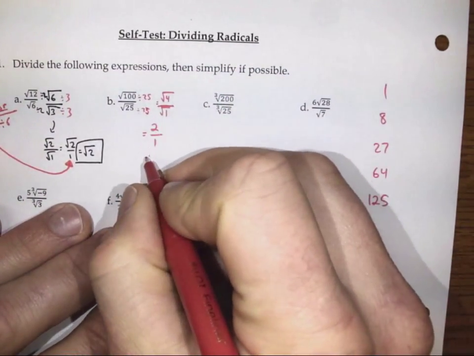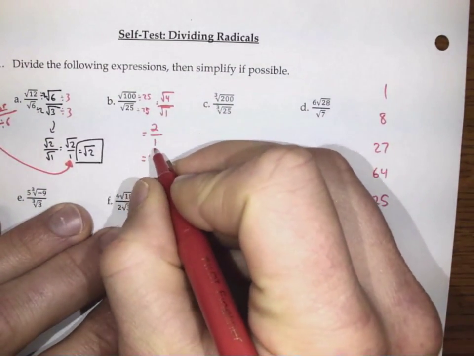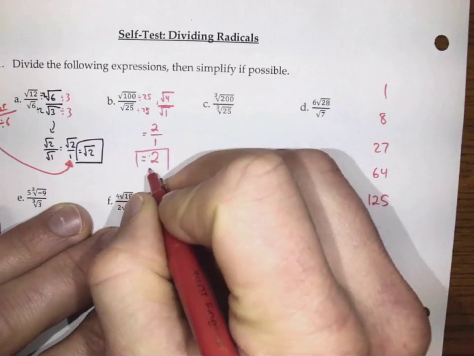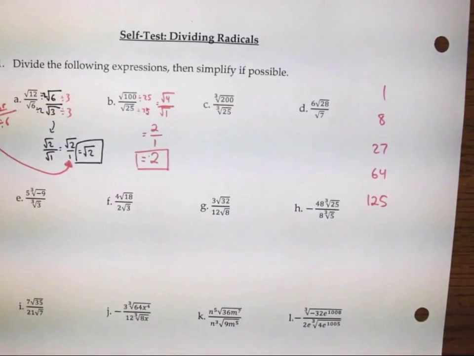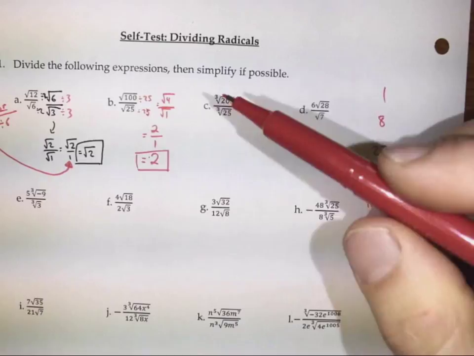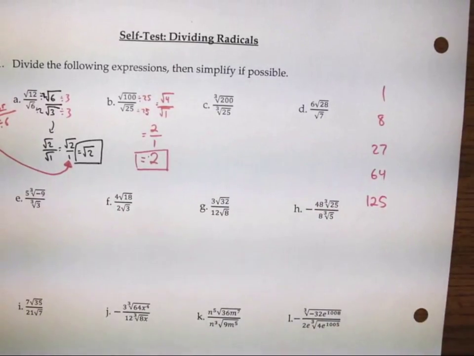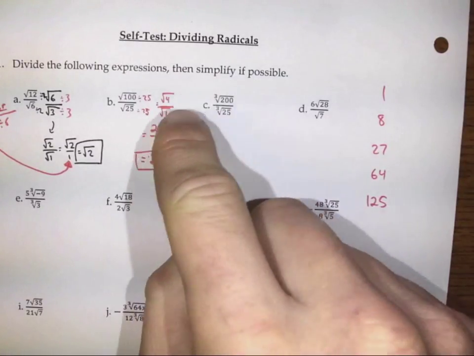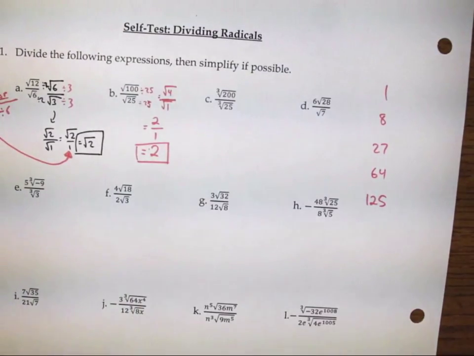Now, I haven't finished, of course. That actually simplifies. 2 over 1 is really just the same thing as 2. So, root 100 over root 25 was just a crazy way to say 2. And I hope you agree that that is simpler, objectively.